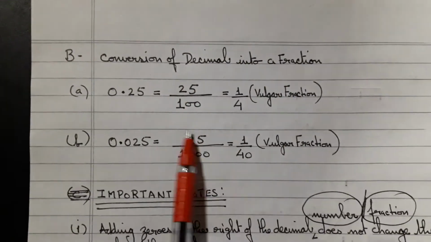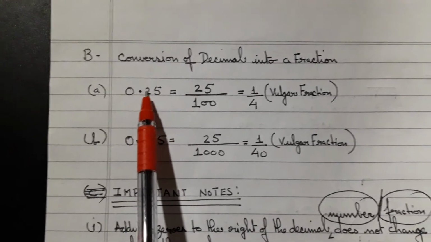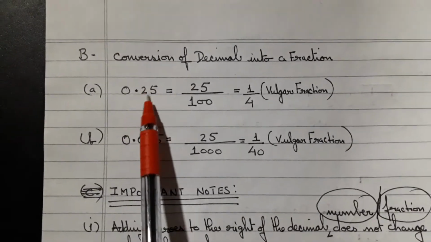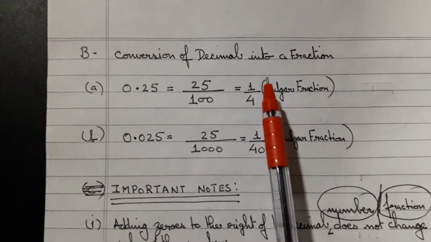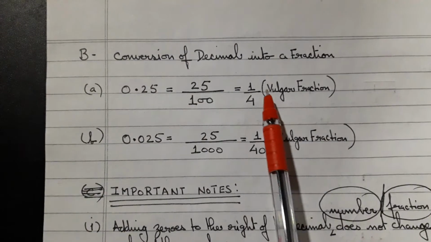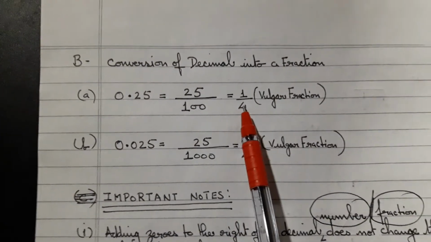Now conversion of decimal into a fraction. 0.25. So as I told you, just count the number of digits after the decimal. There are 2 digits, write 1, write 2 zeros, 25 over 100. If you are to convert it further, reduce it further, it will become 1 by 4 as a vulgar fraction. These are called vulgar fractions, it will become 1 by 4.